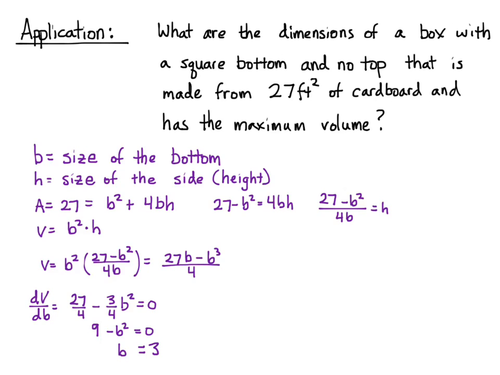So I know that if my box has a base of 3, and then I'm going to go back up to my height formula, I can find the height of this thing as 1.5 feet tall by 3 feet on each edge on the bottom. That's the maximum volume that I can get with that piece of cardboard.